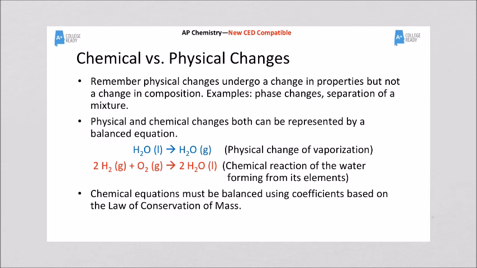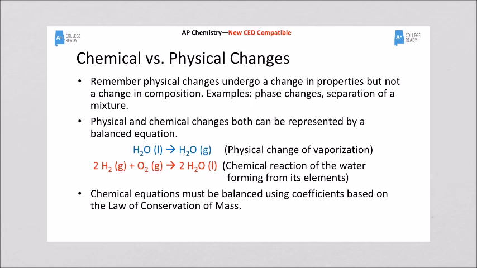So we can kind of go back and review. Remember, physical changes are just a change in properties, but it's really still the same substance. Phase changes are a great example of that. I just wanted to point out that we can represent both physical and chemical changes with a balanced equation.